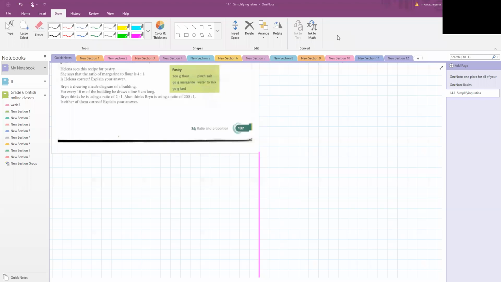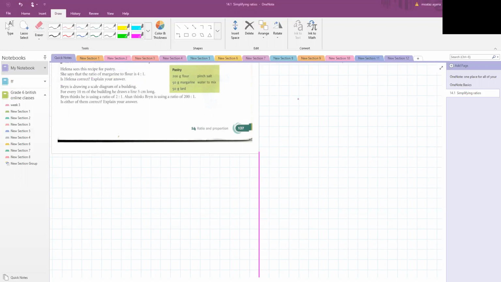Let's go for question 5. Yeah, let's read together. Helena sees this recipe for pastry. She says that the ratio of margarine to flour is 4:1. Is Helena correct? Explain your answer. So, we don't know if she is correct or not. We will check if she is correct.